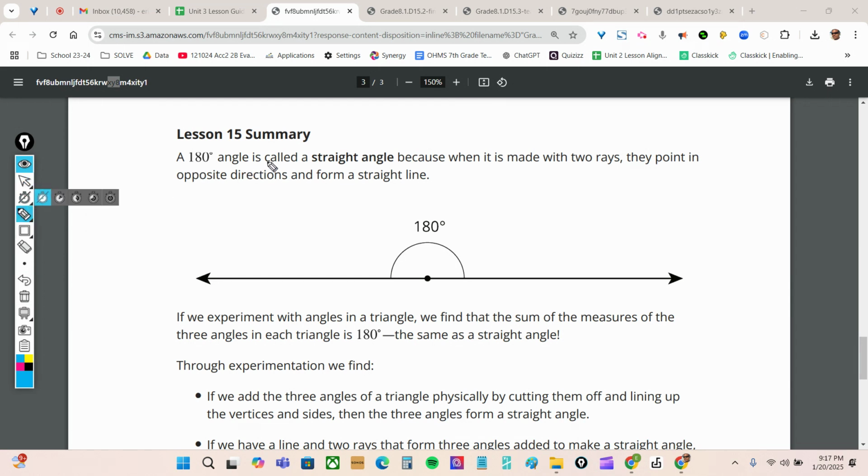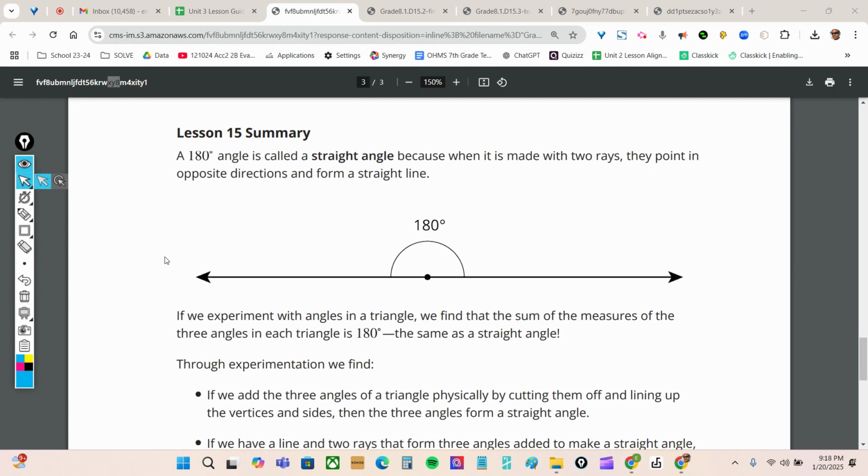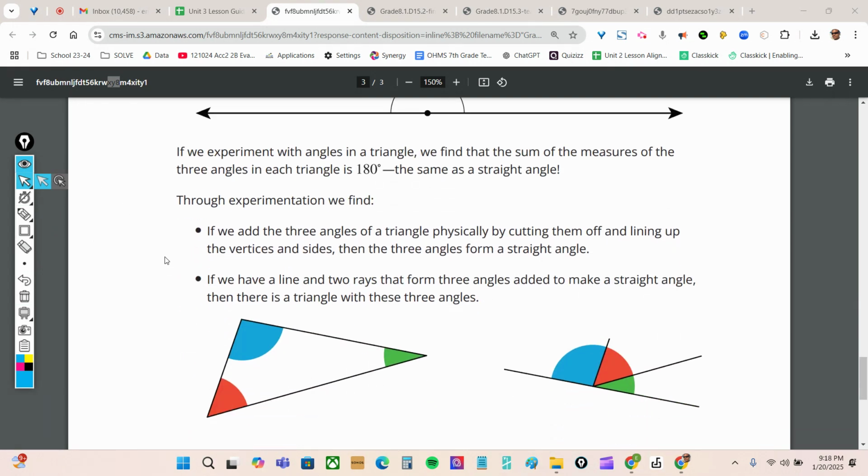It says a 180-degree angle is called a straight angle because it's made up of two rays that point in opposite directions and form a straight line. If we experiment with the angles in a triangle, we find that the sum of the measures of the three angles in each triangle is 180 degrees, the same as the straight angle. Through experimentation, if we add the three angles of a triangle physically by cutting them off and lining up the vertices and sides, then the three angles form a straight angle.